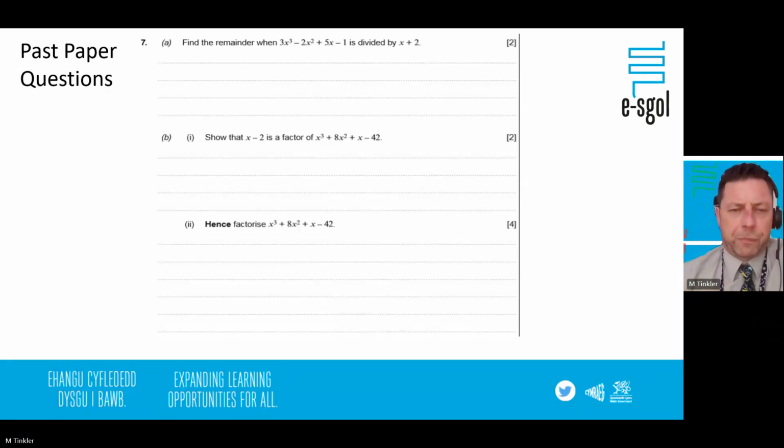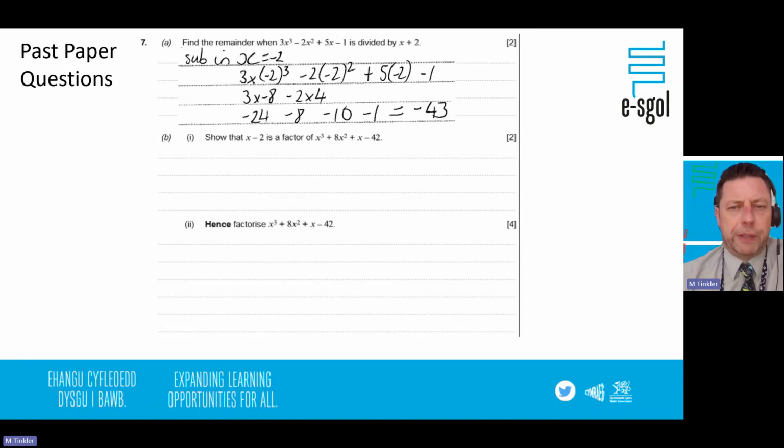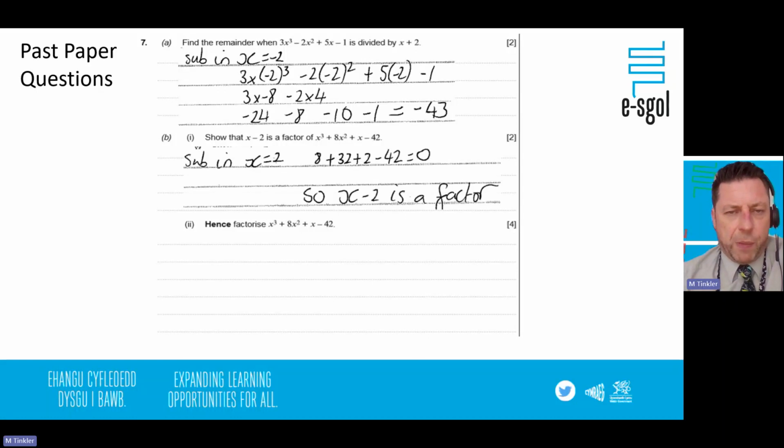Okay, so there's part A, substituting in -2, and I get the answer -43. And for part B, part 1, I'm going to substitute in 2, and it should give me the answer 0. I already know what I should get, so I have that correct moment when I know it says equals 0, and equals 0 is for x minus 2 as a factor.